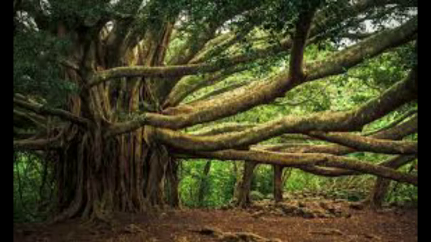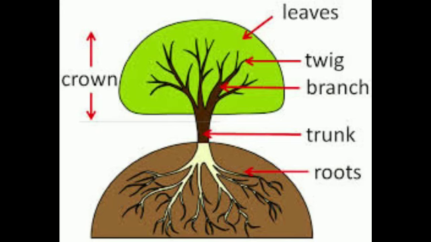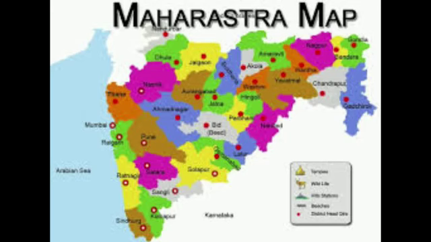Now, the trunk of the tree has 2 to 3 big branches. Now, to be a complete tree, it must have several components such as leaves, small branches, big branches, a trunk, etc. In the same way, our state too is made up of many settlements, villages, towns, talukas, and districts.